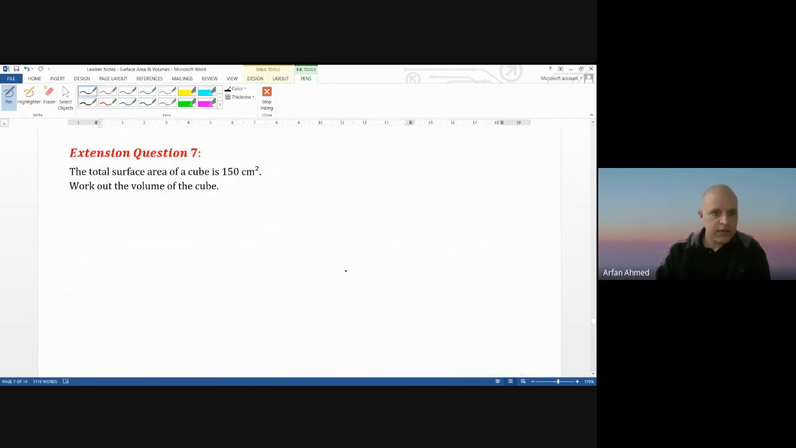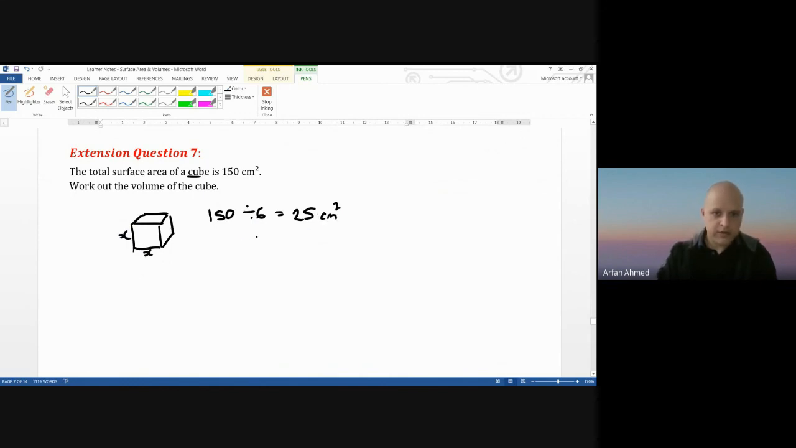Let's have a look at the next one. Extension question 7. Total surface area of a cube is 150 centimeters squared. Work out the volume. Again, let's work backwards. Let's draw what they're talking about. There's my cube. What's special about a cube? All the faces are the same. All the sides are the same. So I've got 6 faces. Let's work out what one face is. 150 divided by 6. 25. Yep, again, I can see where this is going.